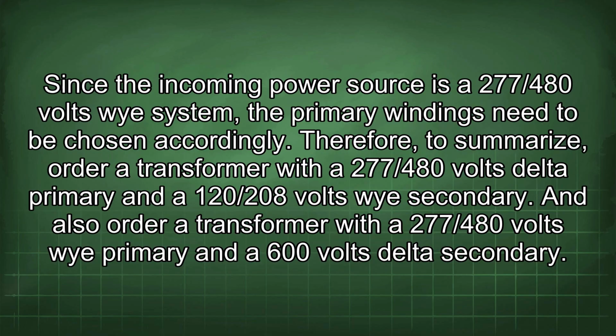Since the incoming power source is a 277/480 volts Y system, the primary windings need to be chosen accordingly. Therefore, to summarize, order a transformer with a 277/480 volts delta primary and a 120/208 volts Y secondary. And also order a transformer with a 277/480 volts Y primary and a 600 volts delta secondary.